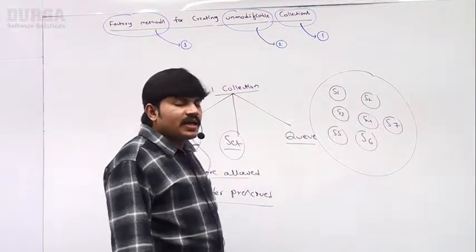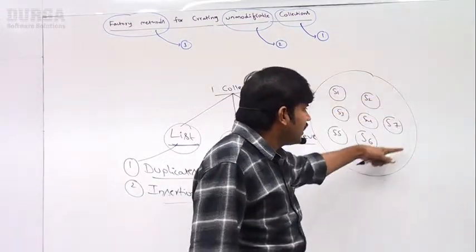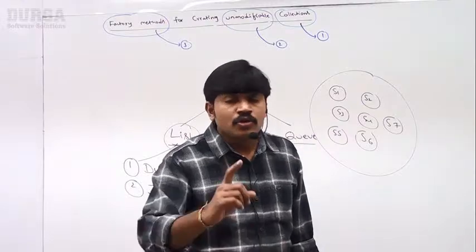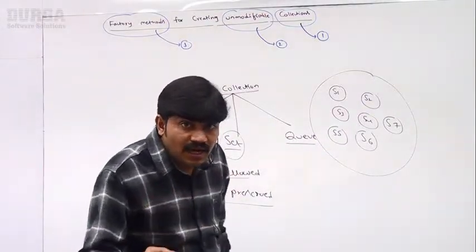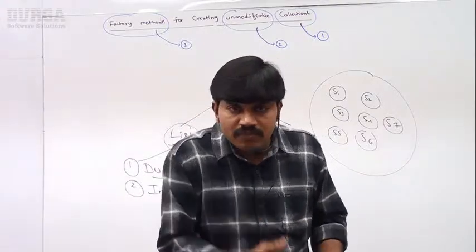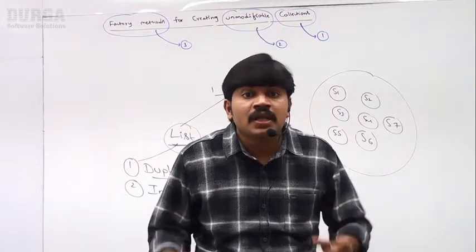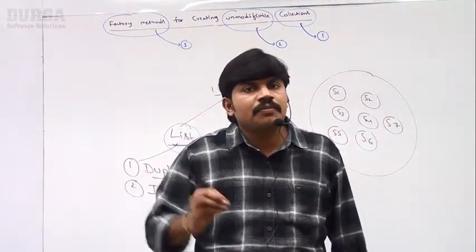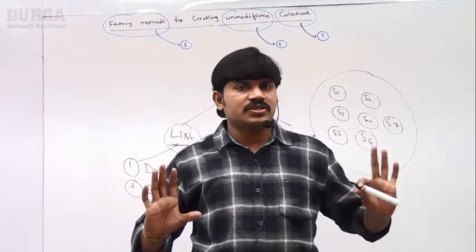What is the collection? Collection is nothing but a group of individual objects as a single entity. What is the list? List is also a collection where duplicates are allowed and insertion order is preserved. In which order we added, in the same order only the output is going to come, and internally inside memory the objects will be stored. Such type of collection is nothing but the list concept, right?